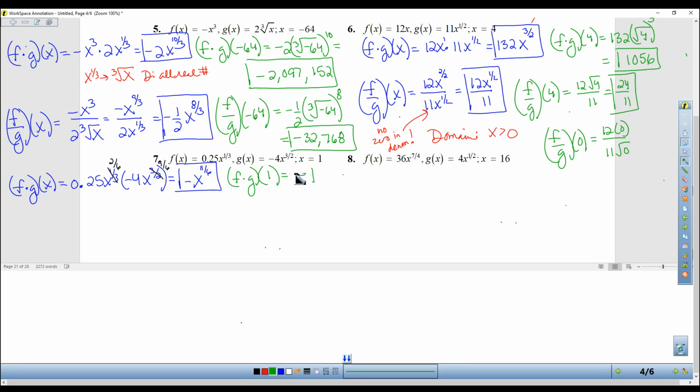And then for f over g of x is going to be 0.25, which remember is 1/4, x to the 1/3 divided by -4, x to the 3/2. But the same thing is going to happen. You're still going to have to change this to a common denominator. So 2/6 and 9/6. So now when I subtract, I get negative 7/6. And this is 1/4 divided by 4. That's going to give you 1/16.